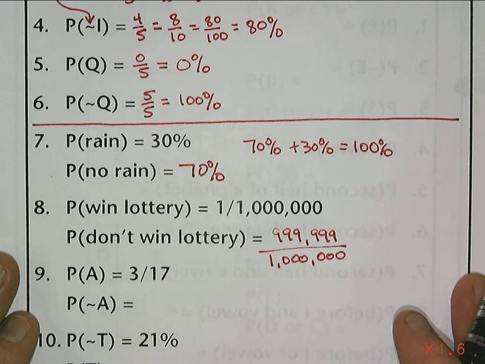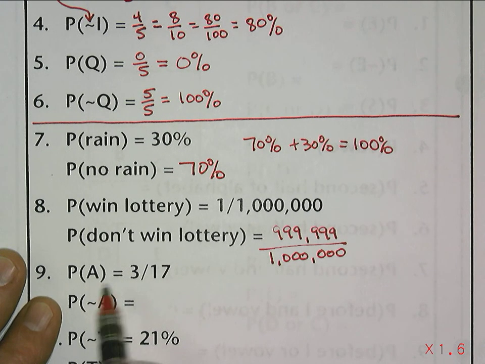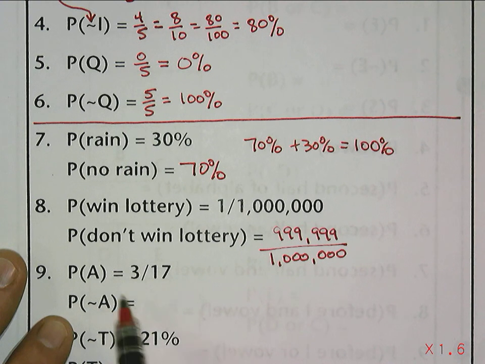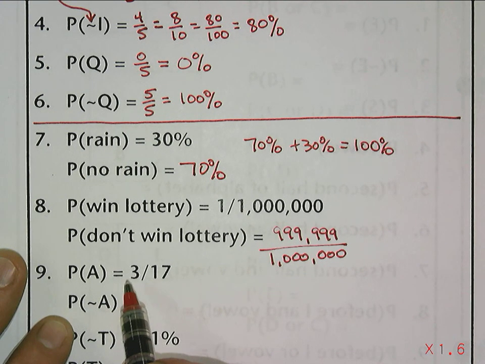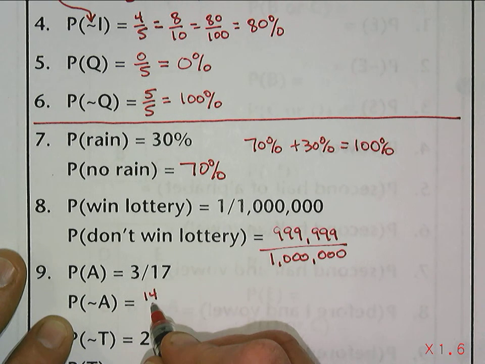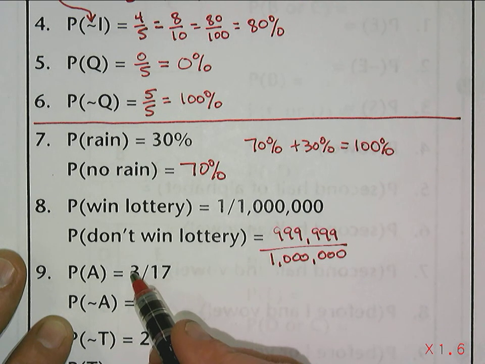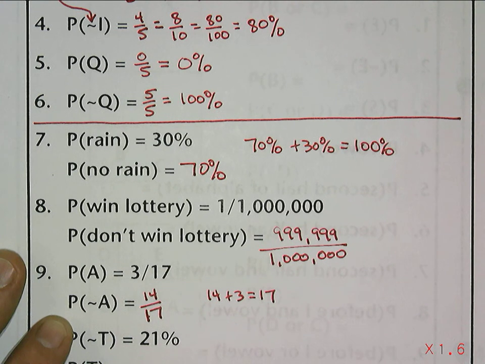So if we look at number 9, probability of getting an A, I think this might be in class or on a test, is 3 out of 17. So the probability of not getting an A is all the rest. So if 17 is the whole amount, and 3 is this fraction or this part, then the rest, 14 out of 17, is the rest, because the 14 plus the 3 equals the 17, the whole amount. So I just took 3 from 17 to get that 14.